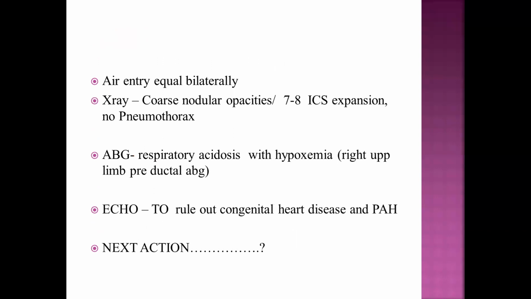Clinically, air entry was equal bilaterally. Pneumothorax was ruled out. X-ray is done, showing coarse nodular opacities and good lung expansion, and there is no pneumothorax on the X-ray. ABG done from the right upper limb, preductal, showed severe respiratory acidosis with hypoxemia. And echo is also done to rule out congenital heart disease and PAH. In this case, only mild PAH.